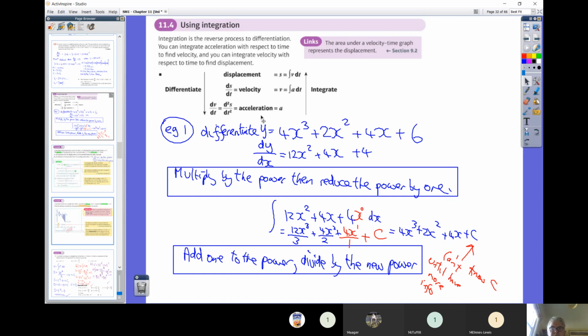So if you are given the acceleration equation, you can integrate it to get velocity. And similarly, if you're given the velocity equation, you can integrate it to get displacement. So 11D is all about integrating to move to the equations that you want and using those.